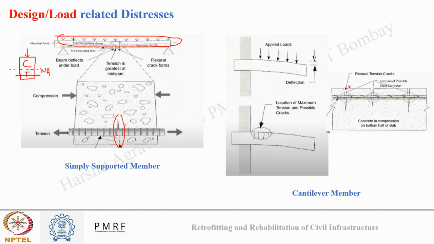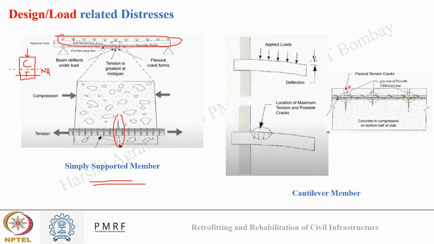condition. These cracks happen when the tensile stress generated due to load exceeds the tensile strength of reinforced concrete. Okay, so this is the case of a simply supported member: how load generates stresses in a simply supported member and how failure occurs.